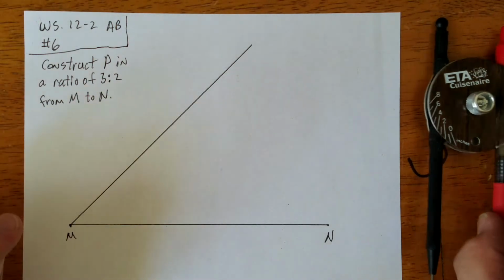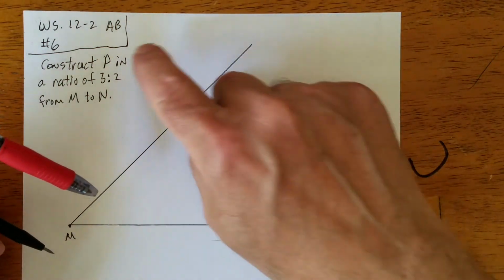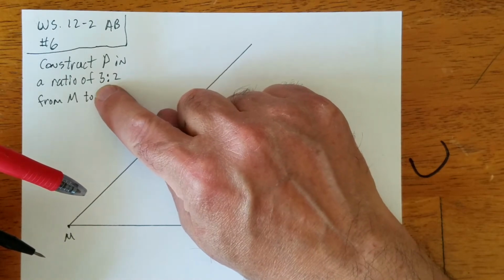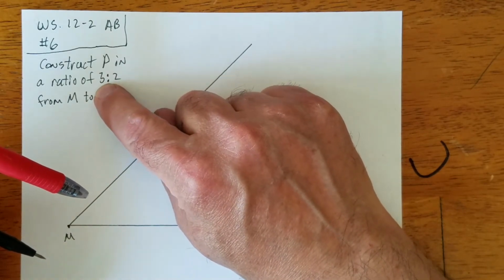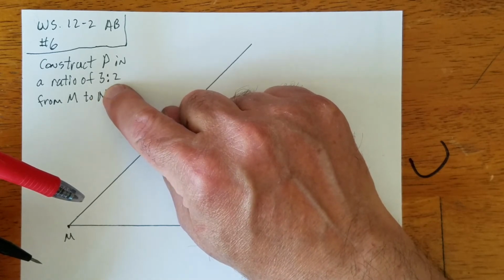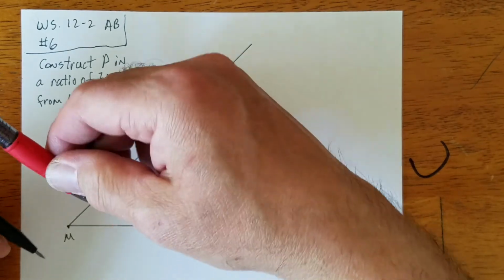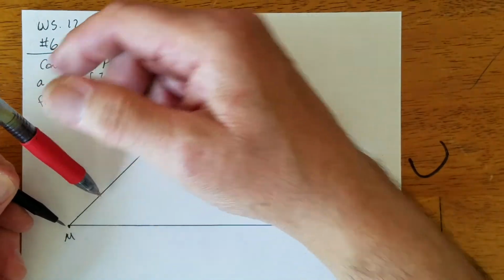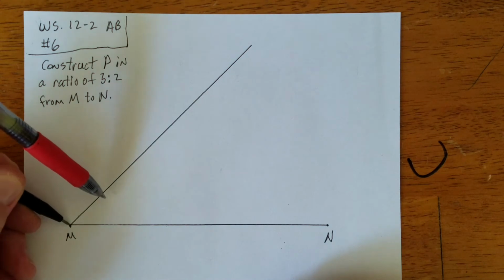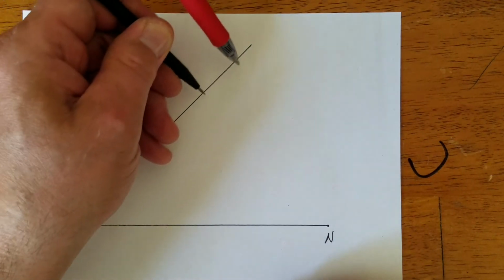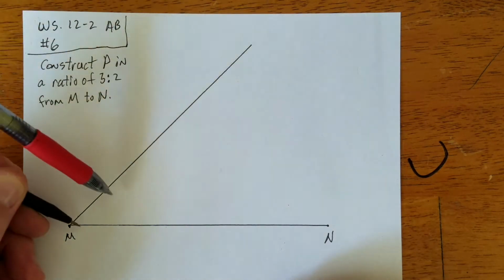On this length, take your compass, and we want to measure off 5 equal parts. Why 5? Because we're going a ratio from 3 to 2, so there'll be 3 parts from M and 2 parts to N. 3 plus 2 is 5. So first, before you start marking off, make sure that you have enough room. So if we put our compass at M, adjust to see that you're going to have enough room. And it looks like that's pretty good.